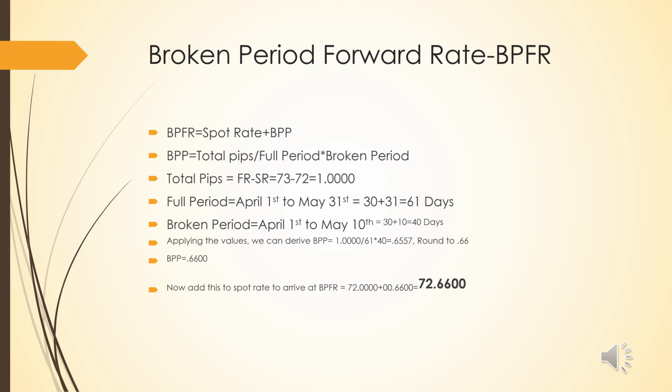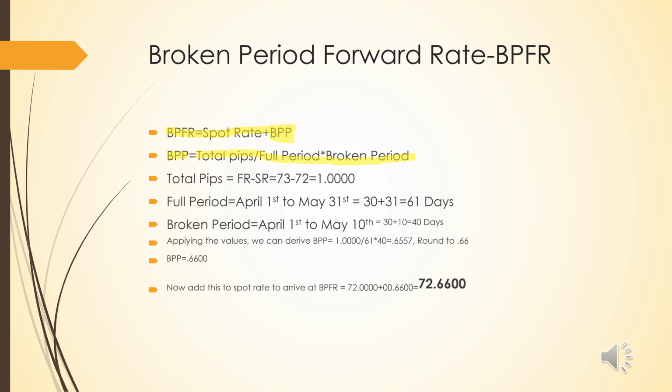Now let's look at the broken period forward rate method with an example. So let's first look at the equation. Broken period forward rate equals spot rate plus broken period pips. We already know the spot rate here, and we need to find the broken period pips. For this, we need to see the equation for the broken period pips. So broken period pips equals the total pips divided by full period multiplied by broken period.